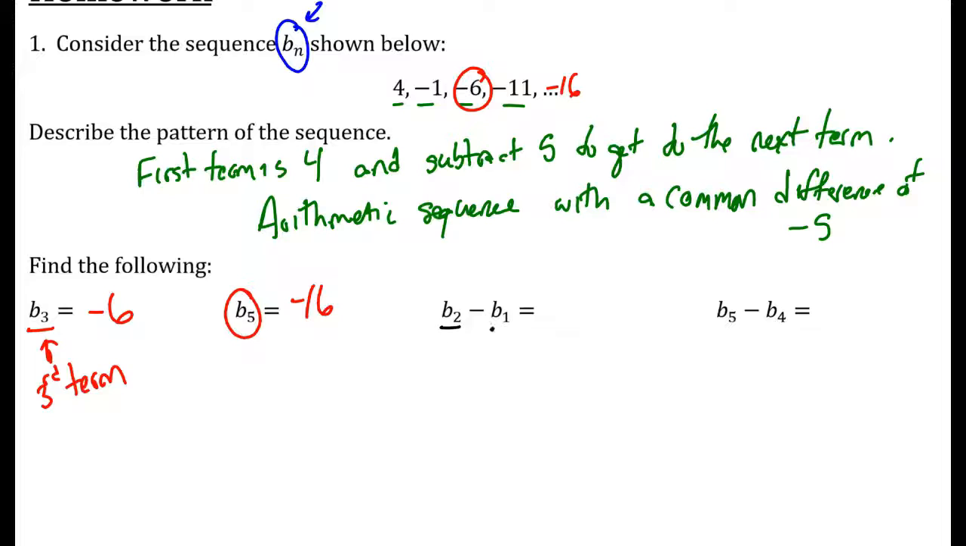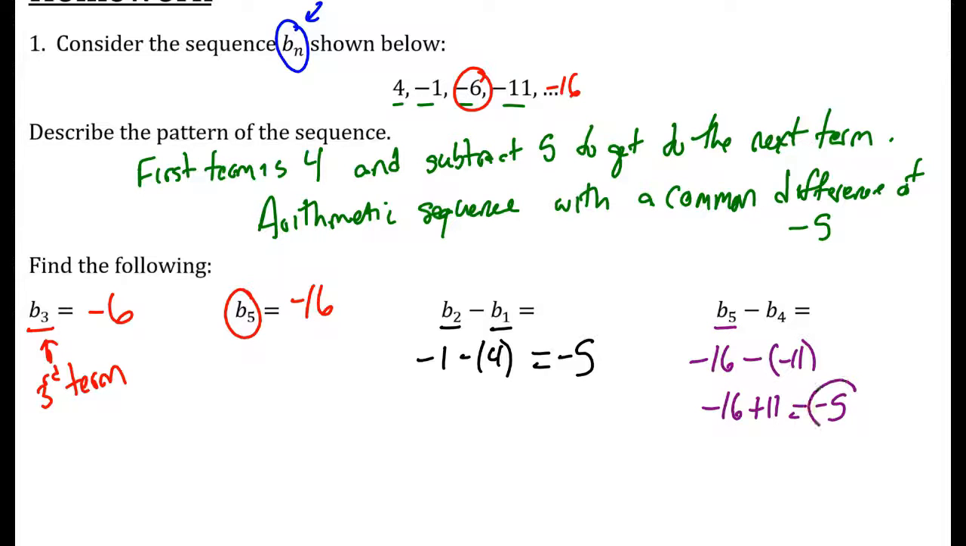What's the second term minus the first term? -1 minus 4 is -5. What is the fifth term minus the fourth term? Well, we just figured that out. The fifth term is -16, and the fourth term is -11. So -16 plus 11 gives me -5. Why did both of these expressions give me -5? Both of those expressions are representing the common difference.